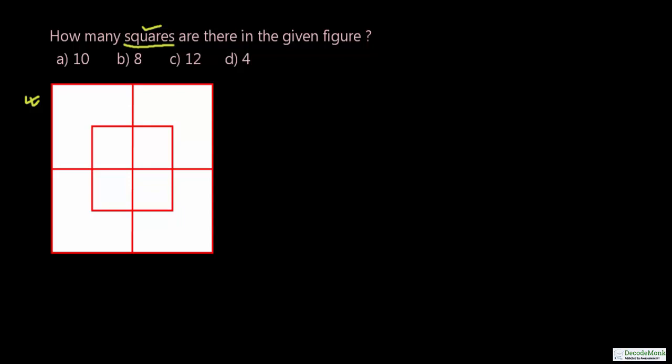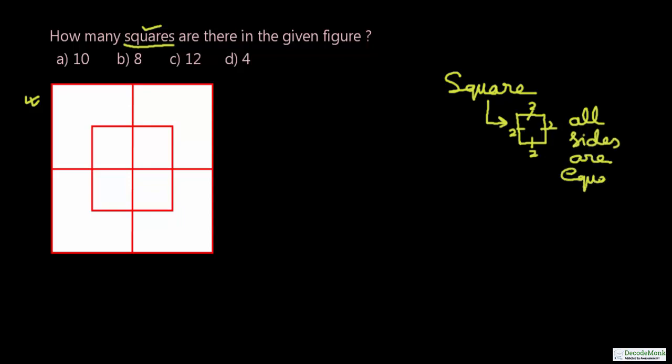So first of all, to solve such question, you have to know what a square is, what a triangle is, and what are the various other shapes. This question asks you the number of squares in the given figure. So a square is a figure like this made of four straight lines and all the lines are of same length. Suppose this is 2 centimeter, then this will also be 2 centimeter, 2 centimeter, 2 centimeters. So you can say all sides are equal in a square.